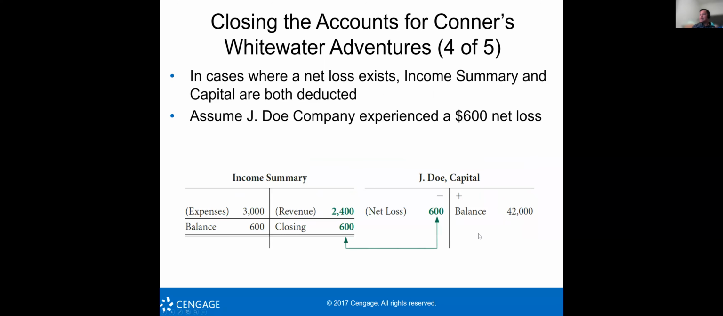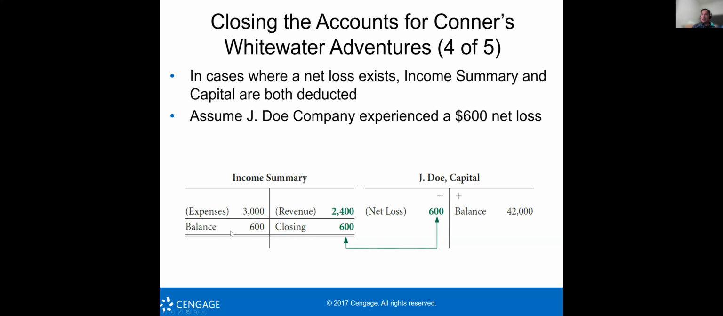But let's take a look at it if, say, your expenses are higher than revenue. So revenue was 2,400, you close this one out, you close your expenses, the amount was 3,000. Now, the balance is a debit to your income summary. In order to close the debit balance in your income summary, you have to credit that. So your closing entry would be a credit to income summary and debit to your capital.